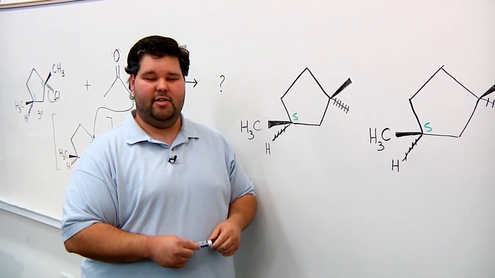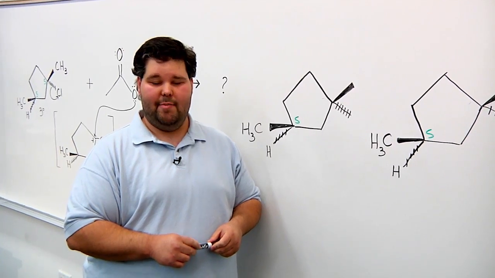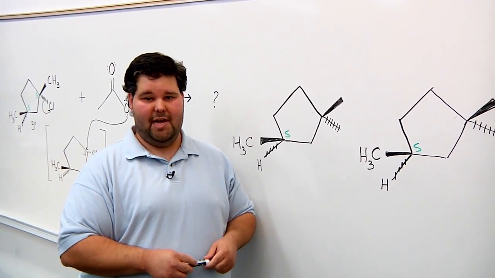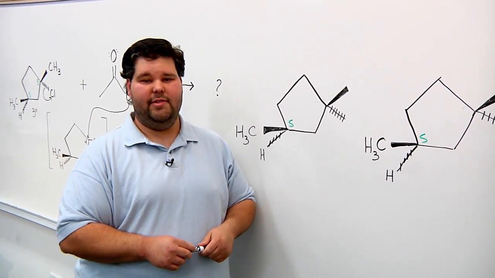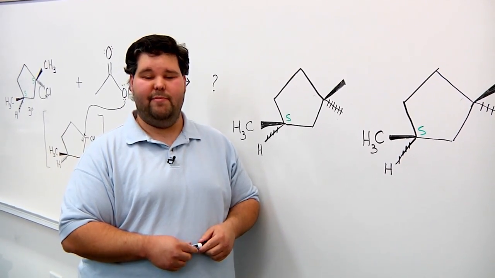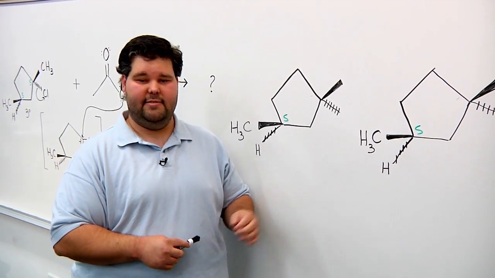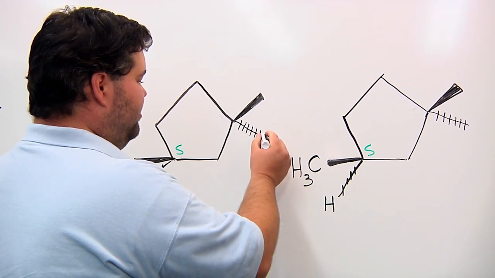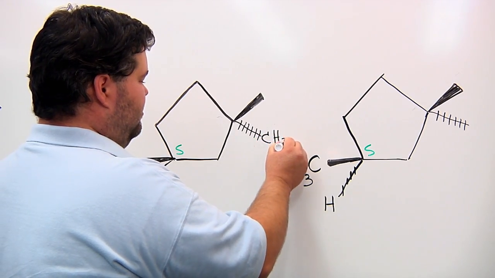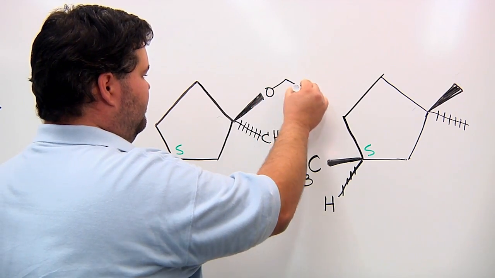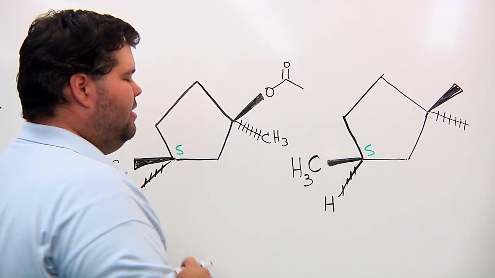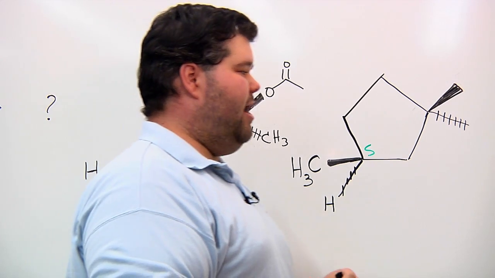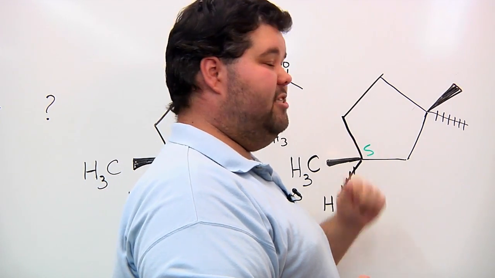Because the intermediate is a carbocation, it has sp2 hybridization and trigonal planar geometry. This means it's flat, allowing the oxygen of the acetic acid to attack from either the front face or the back face. In one case, with the oxygen attacking from the front, the methyl gets pushed to the back, and we have this product. In the other structure, the oxygen attacks from the back and the methyl gets pushed forward.